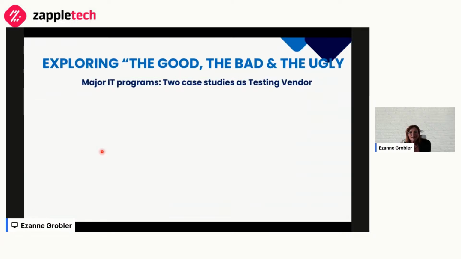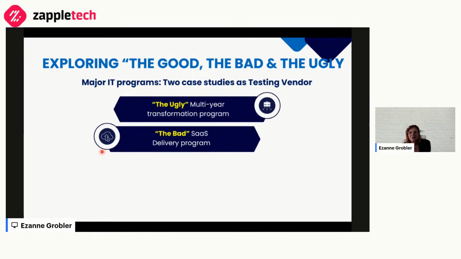So as I already alluded to it, my title, The Good, the Bad, and the Ugly, 2 major IT programs. The ugly is a multi-year transformation program.